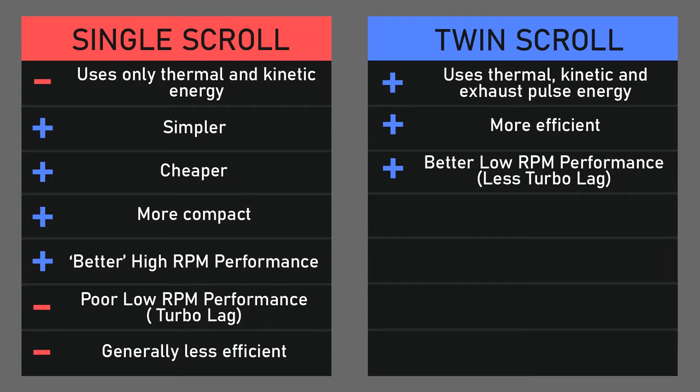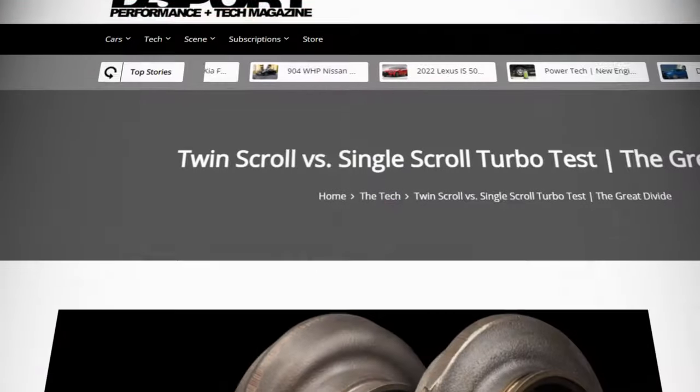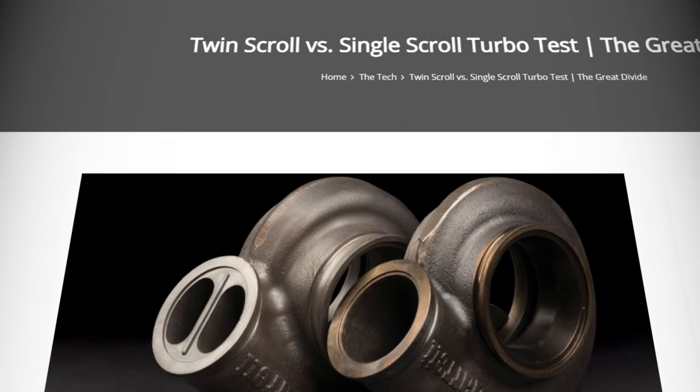The downside of them is that they are less efficient at higher RPMs, thanks to the decreased size for gases to flow through, and they are much more expensive and complicated to make. However, it can't be denied that twin scroll turbos are definitely the way to go.